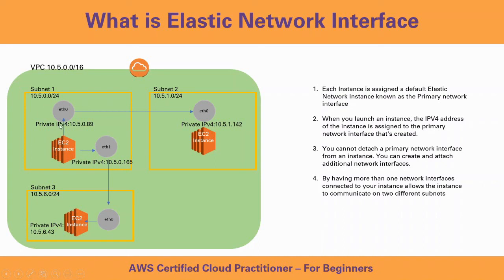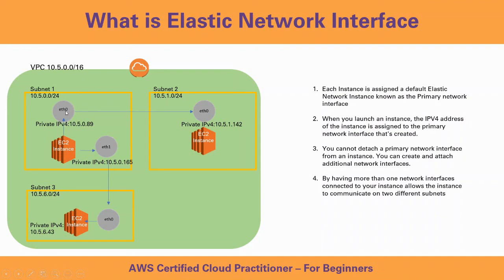And each EC2 instance is allocated a private IPv4 address from the pool of the subnet. So if you see over here, 10.5.0.89, which is from this pool over here, 10.5.1.142, which is from this pool over here, 10.5.1.0, and this one, the CIDR block is 10.5.6.0, and the IP address assigned is 10.5.6.43.